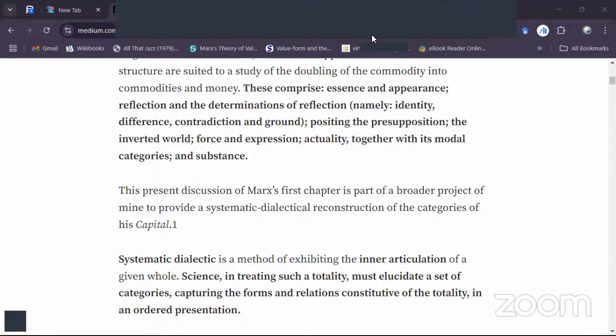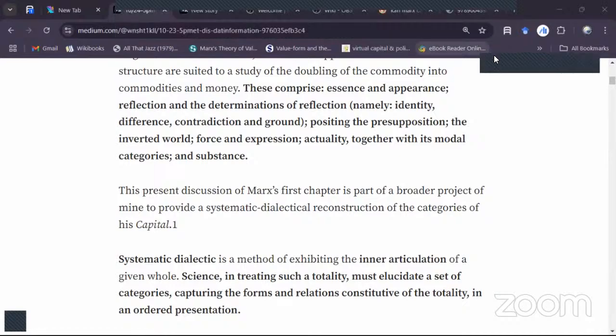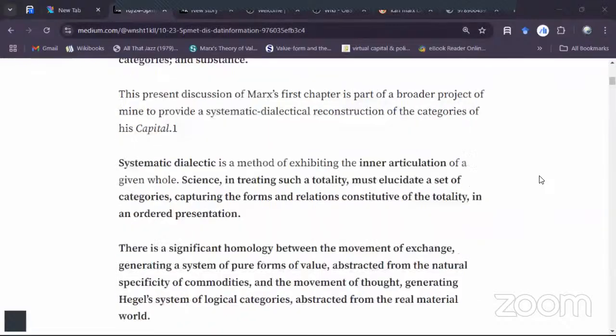Okay. So anyway, the point is that the first part is about dialectical entities, about trying to be systematic. As Christopher Arthur says, systematic dialectic is a method of exhibiting the inner articulation of a given whole. Science, in treating such a totality, must elucidate a set of categories capturing the forms and relations constitutive of the totality in an ordered presentation. That's what he's trying to do here.